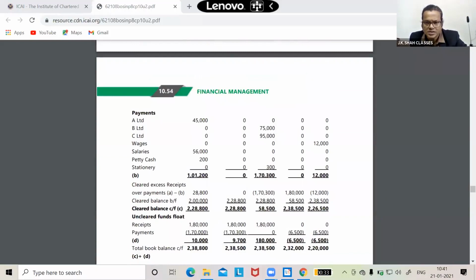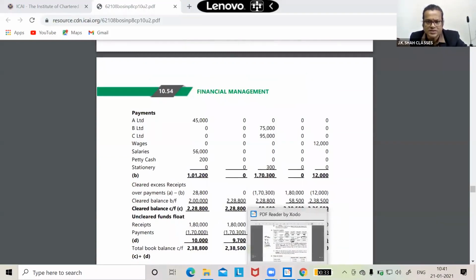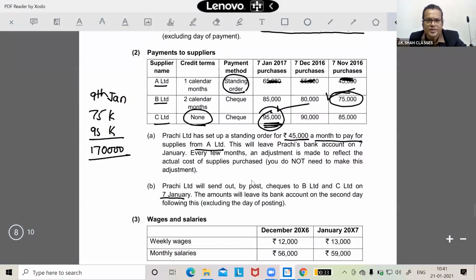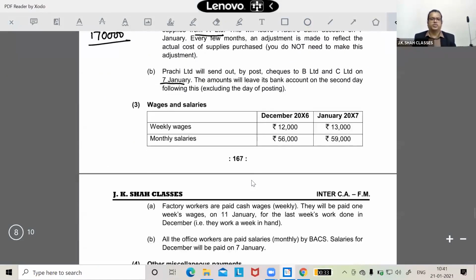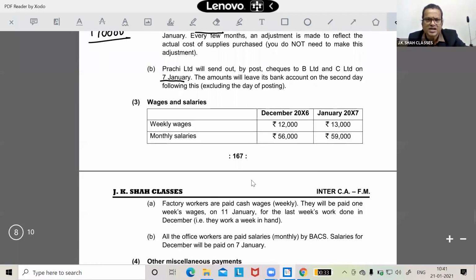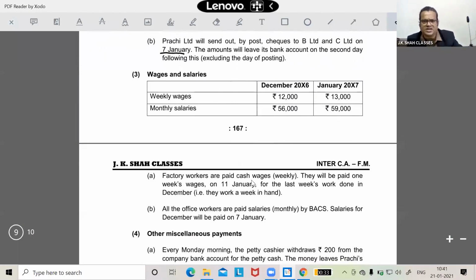We were in question. Yeah, here. Okay. See, wages and salaries. This is damn easy. Weekly wages, December is 12,000, January is 13,000. Monthly salaries are also given for December and January. Now, what is told? Factory workers are paid cash wages weekly. They'll be paid 1 week's wages, that is on 11th January, for the last week's work done.